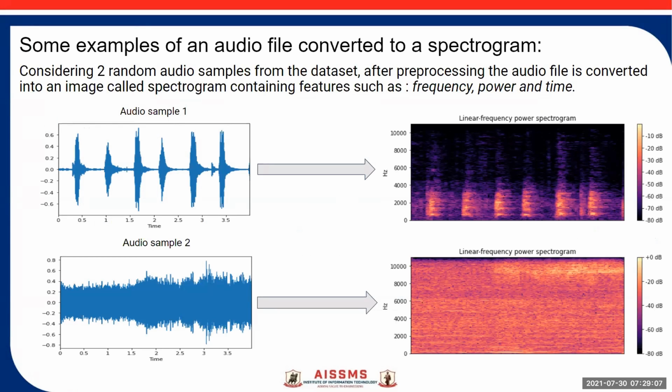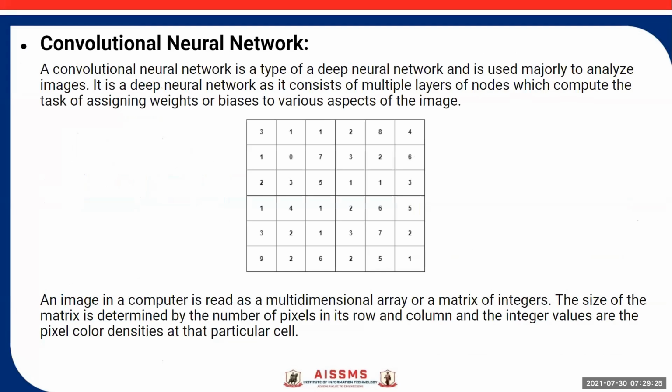But when that audio file is converted into a spectrogram, you can see the difference: the frequency is given, the time is also mentioned, and also the power, which is in decibels. So we can see as the power increases, the colors become lighter. So here are two audio samples. After these are converted to spectrograms, we feed them to the neural network.